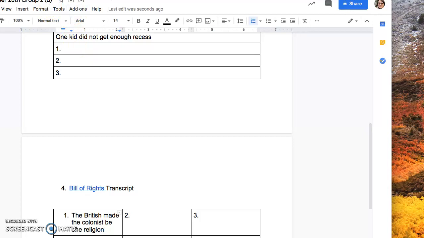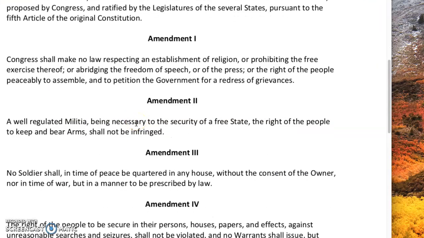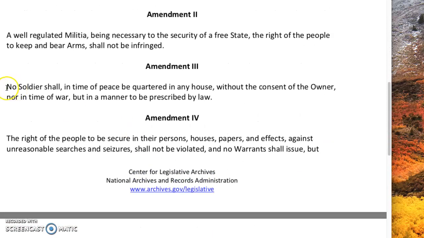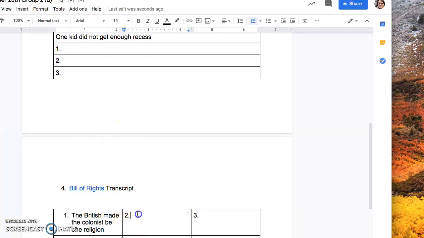Where's my document? Is it all the way over here? No. There it is. Okay, here we go. No soldier shall, in time of peace, be quartered in a house. Quartered means live in the house. So that one means the British made the colonists house soldiers.